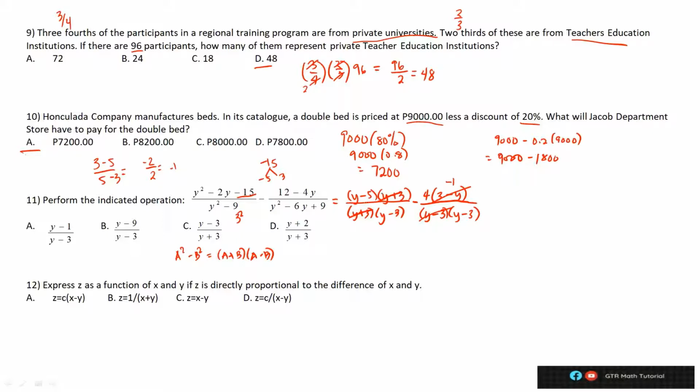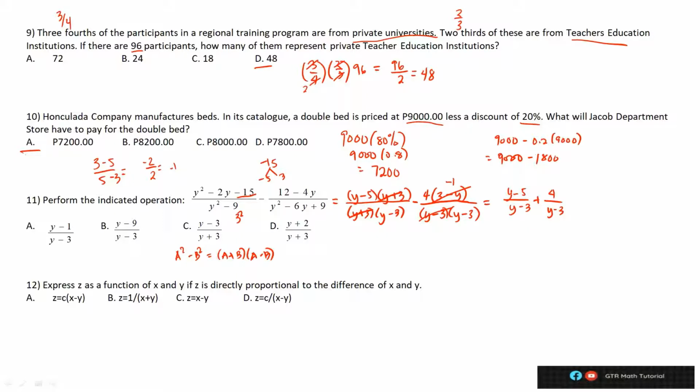Okay, so simplify natin. So we have y minus 5 pag sa numerator, sa first term, over y minus 3. Then we have two negatives, negative 4 times negative 1, so that will become positive 4 over y minus 3. Okay, so as you can see, meron tayong similar fractions. Parehas yung denominator natin, y minus 3. Since parehas ang denominator, just add the numerator.